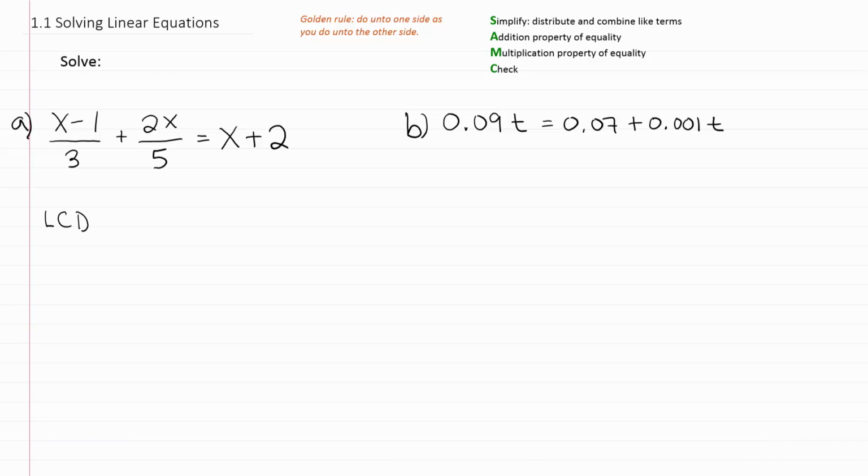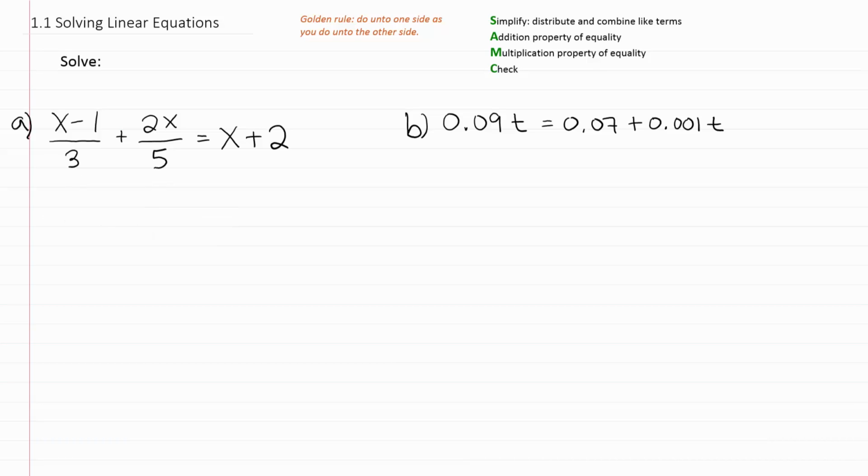Well, the LCD for 3 and 5 can be found by counting by the larger denominator, which is 5, until you find something that the smaller denominator will go into. So for example, 5, 3 doesn't go into that, then there's 10, 3 doesn't go into that, then there's 15, and of course 3 goes into 15, so that would be our least common denominator. So we can't use 5 and 10, but 15 will work.